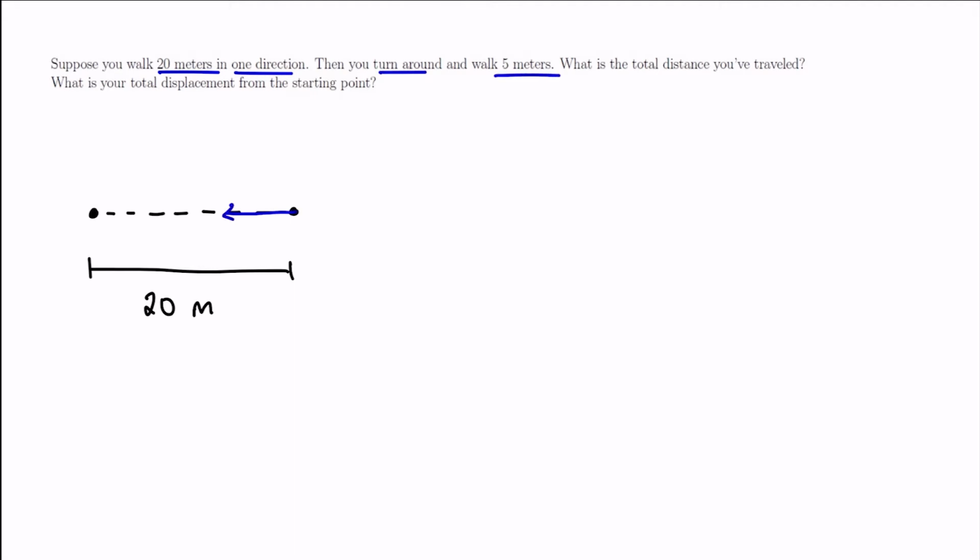We can also draw this on our picture and add to it, showing that we went the other direction and walked an additional 5 meters. What is the total distance you've traveled? Distance is usually represented with the letter D, so we can write this down and then add up the total distance that we travel in this problem. So we first go 20 meters, and then we turn around and go another 5 meters. So the total distance traveled is 25 meters.